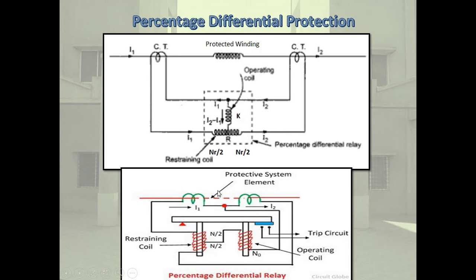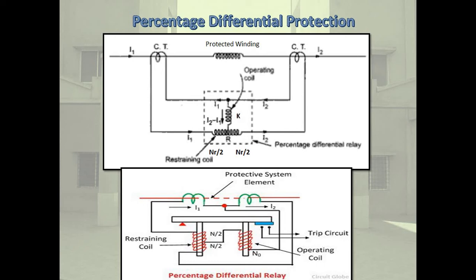So when the winding faults externally, the values of both I1 and I2 increase, and the differential current increases. But at the same time, the restraining current also increases, so the relay cannot operate. Thus, malfunctioning of the relay can be prevented. In this relay, the average restraining current increases with the increase in the differential current, and the ratio of the differential operating current to the average restraining current is a fixed percentage. So this relay is also called the percentage differential relay.